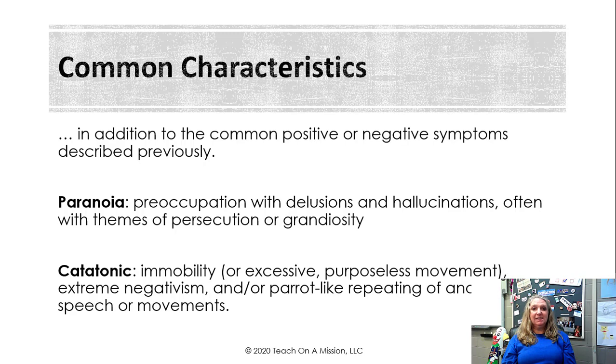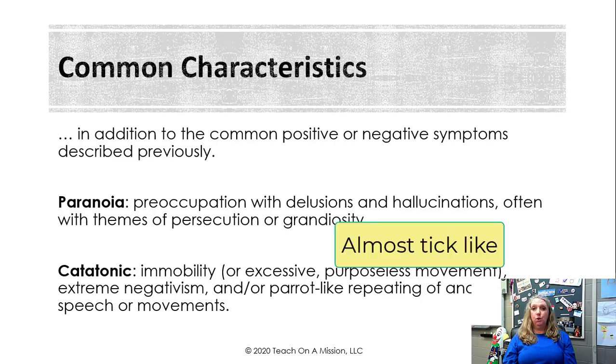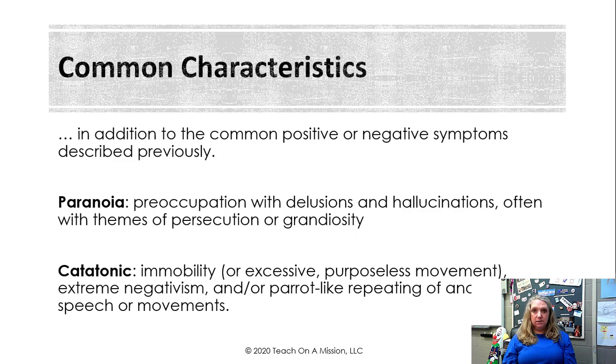Common characteristics. In addition to the common positive and negative symptoms described previously, we also see paranoia, preoccupation with delusions and hallucinations, often with themes of persecution or grandiosity. So I am Mary Poppins or I'm Tiger Woods. Catatonic immobility, or excessive purposeless movement. So it could be either one. Extreme negativism and or parrot-like repeating of another's speech or movement. So they will imitate somebody else.